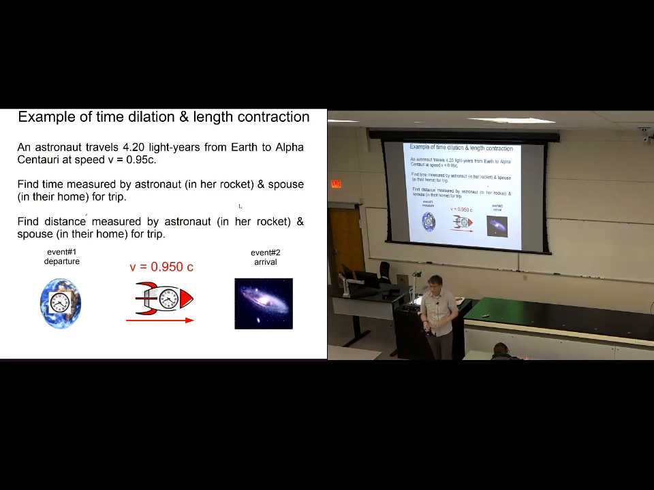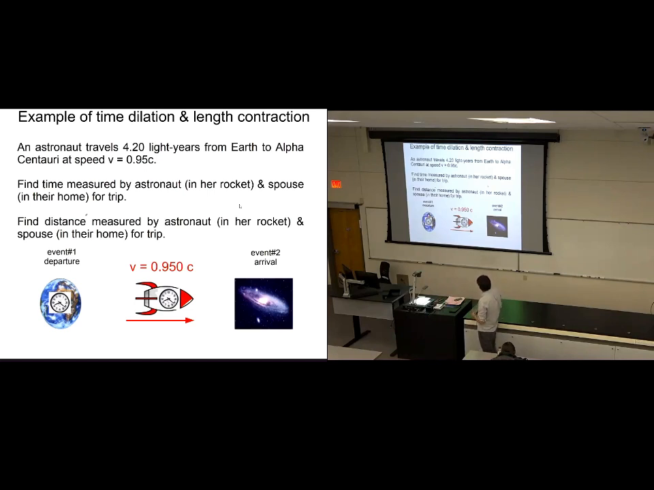Then there's another reference frame: the astronaut's exciting reference frame. That's the one that is speeding in this picture, from left to right, at 95% of the speed of light. We're told the distance, and I'll explain how, between Earth, where we leave, and Alpha Centauri, where we arrive.